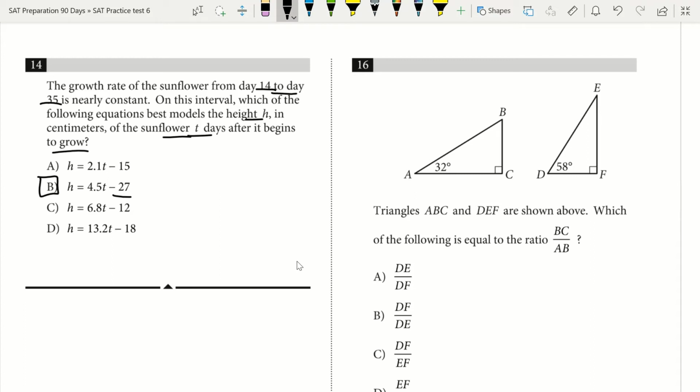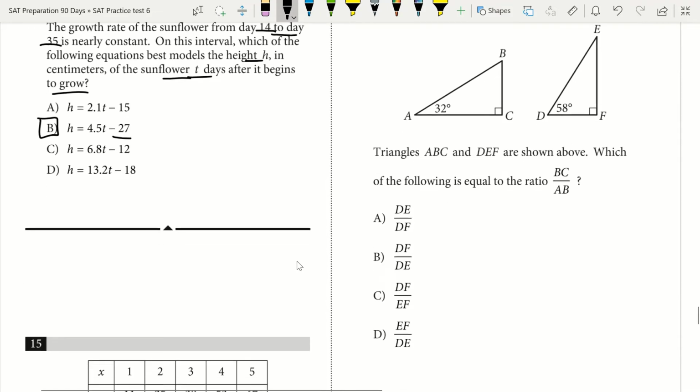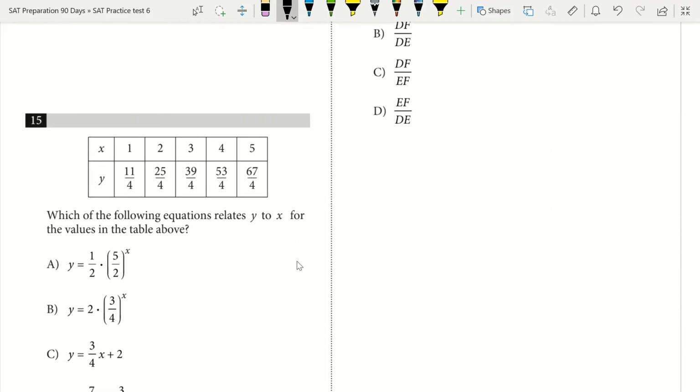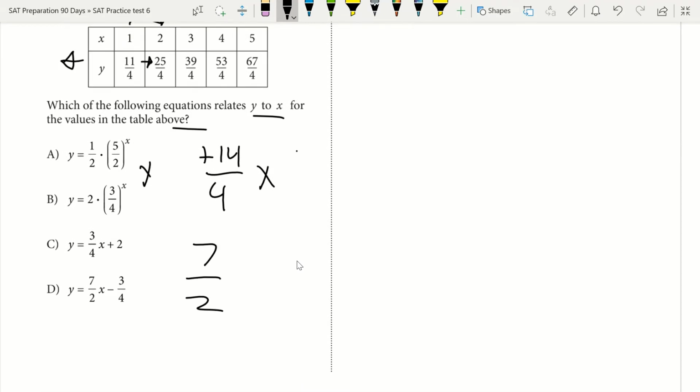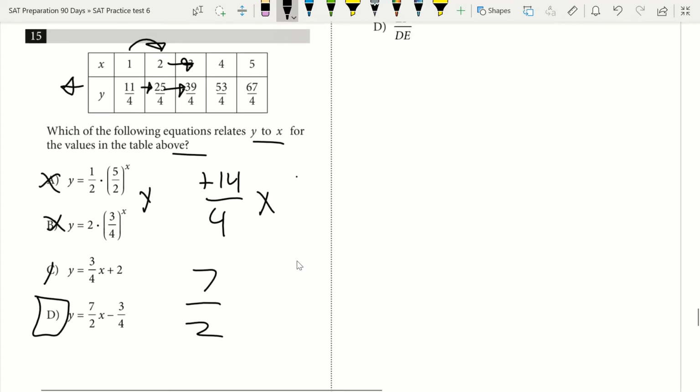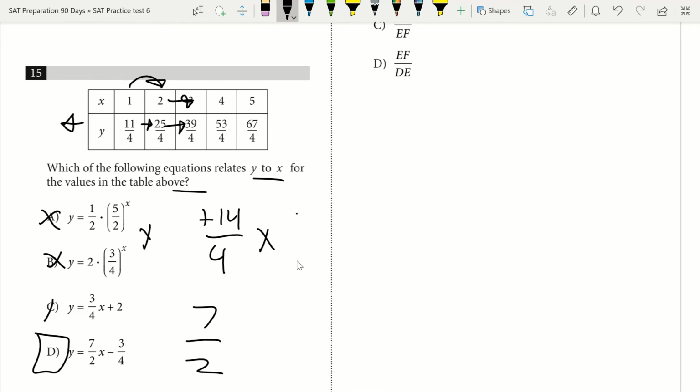All right, now we've got question 15. Okay, question 15. We've got a table of x and y. Which of the following relates y to x for the values in the table above? Okay, I see if I increase my x by 1, I increase my y by 14 over 4. So I've got positive 14 over 4 x. That's my slope there. I see what I'm starting at if I were to go back by 14 over 4. Well, the other thing is I don't even have to check that, because I see that my only option here with that same slope... these others are exponential, so they're going to be wrong, because I see I also go up by 14 over 4 going from 2 to 3, so I know I'm going to be dealing with a linear. The only one with that same linear slope is D, so D is going to have to be my answer for 15.